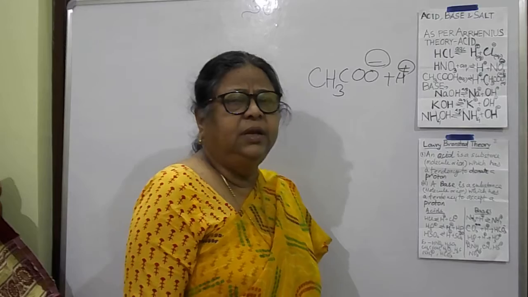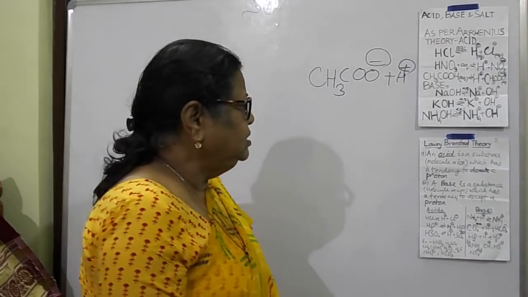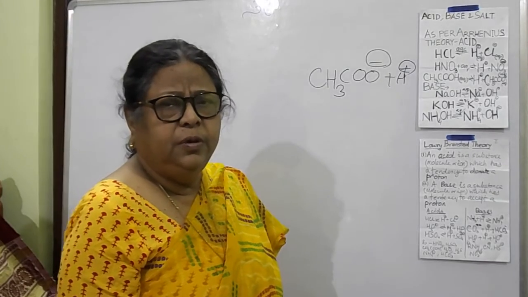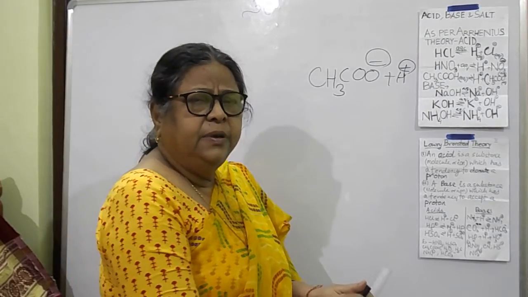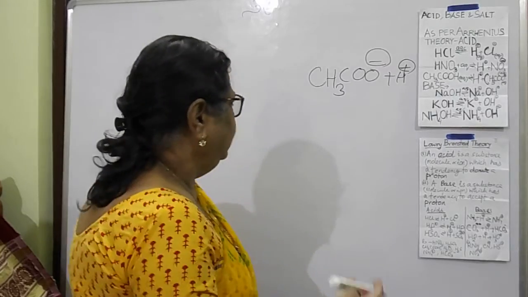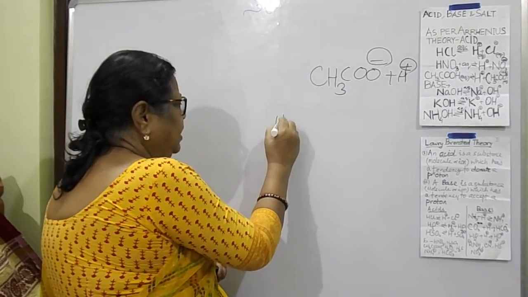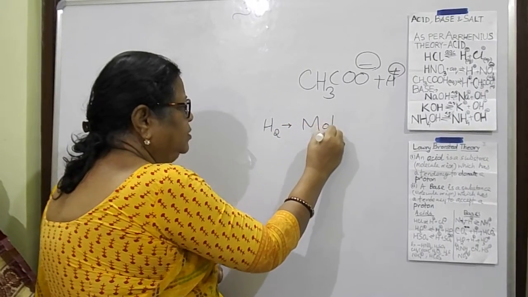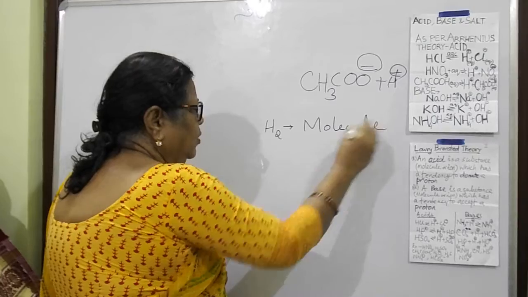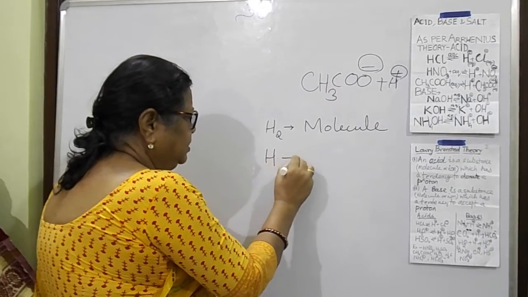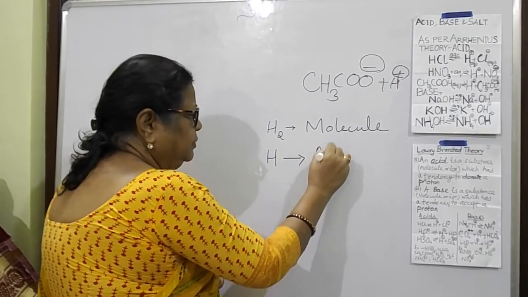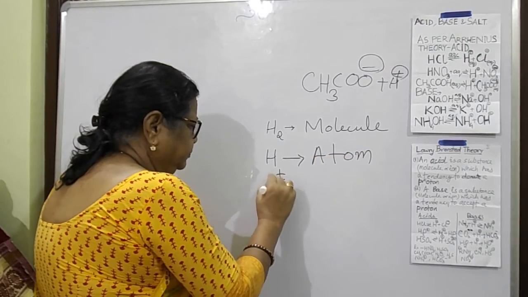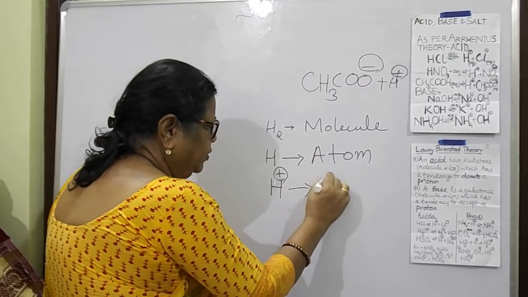And the next theory, that means the second theory, is the Lowry-Bronsted theory. It is also known as the proton theory. Already in my previous class, I discussed that if we write H2, it is treated as a hydrogen molecule. If I write H, then it is a hydrogen atom. If I write H plus ion, then it is equivalent to one proton.